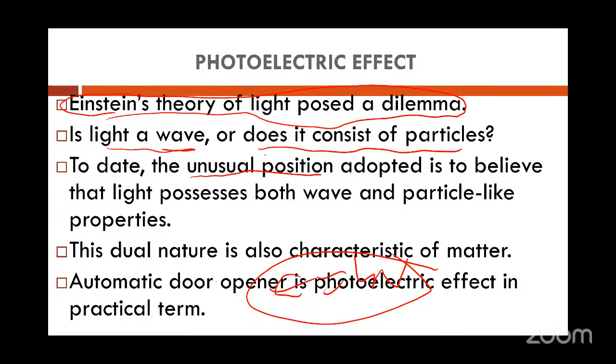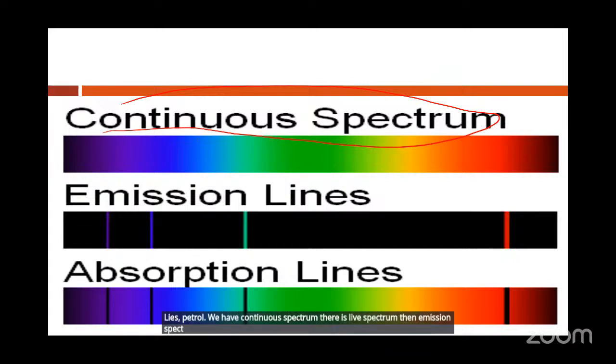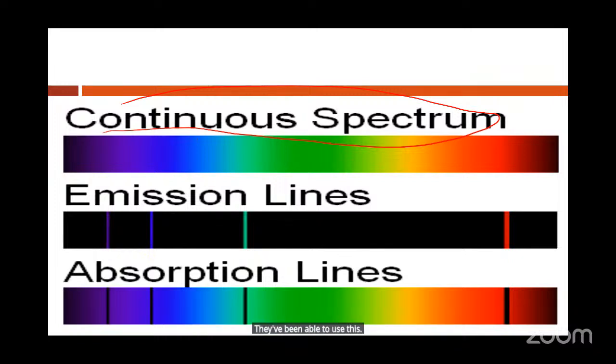So by the time you look at your note, you're going to see more information. Some of the things that we are going to expect you to just know, you don't have to bother about the details, is the difference between continuous spectrum and line spectrum. We have continuous spectrum, there's line spectrum, then emission spectrum, and they've been able to use this to understand what we know today as the atomic structure.